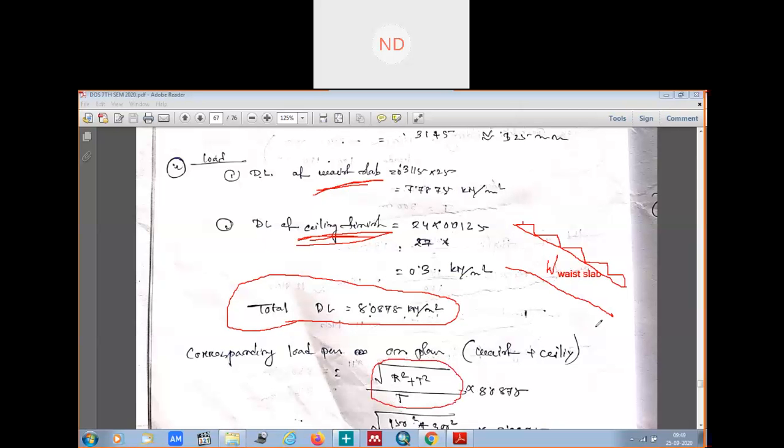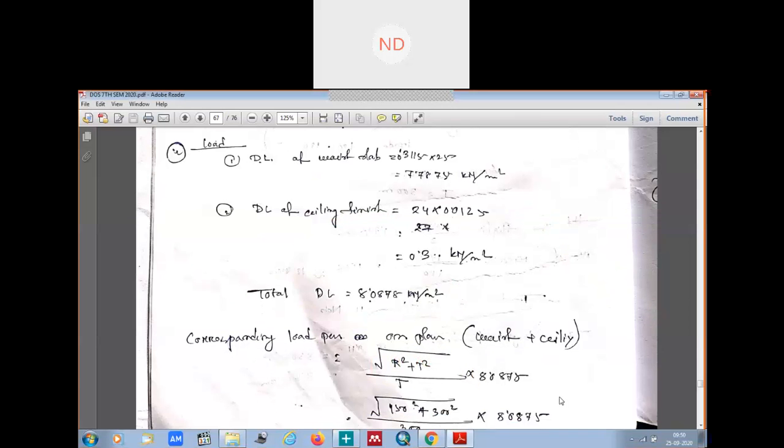What I was telling you is that the corresponding load per unit horizontal area is obtained by multiplying this portion. This you have to know, which is root over r square plus t square by t, where r is your riser and t is your tread. Hence, our dead weight of the slab per unit horizontal area will be this whole into this dead load, the waist plus ceiling.